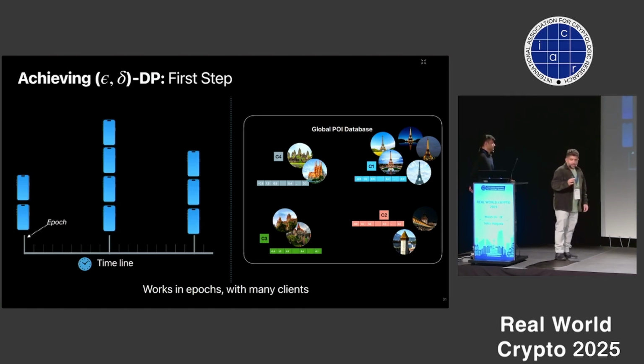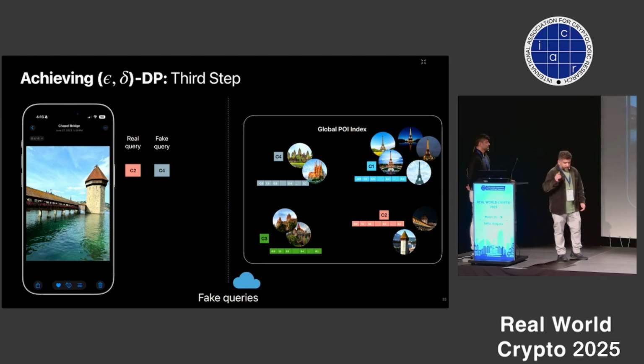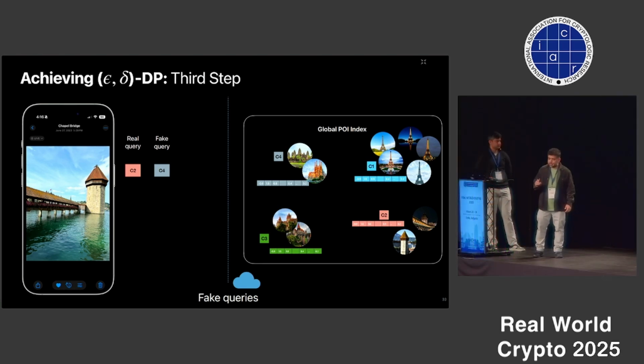Okay, now let's look at how we achieve this privacy guarantee. Our protocol consists of 4 steps. First, we assume that the protocol is going to run in an epoch. Every epoch, many clients are going to make a query. Second, we require anonymization. For this, we require all the client queries to go to the server through an anonymization network. We specifically use oblivious HTTP, which removes identifiable information such as IP addresses from the client queries. Now note that even though we have anonymized the queries, the server still might be able to link a particular query to a client.